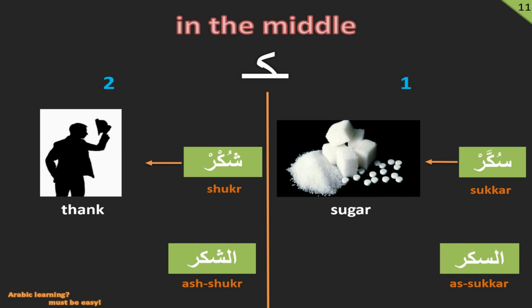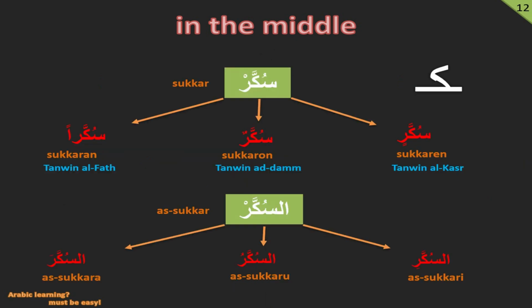Looking at the two examples, you can clearly say that without the helpful dots, the Arabic words are difficult to recognize. So, the word sukkar is a noun without al-ta'rif, so without an article. Sukkar with tanween al-fath would be sukkaran. We added here the alif at the end of sukkar. And with tanween al-dham, sukkarun. And with tanween al-kasr would be sukkarin.